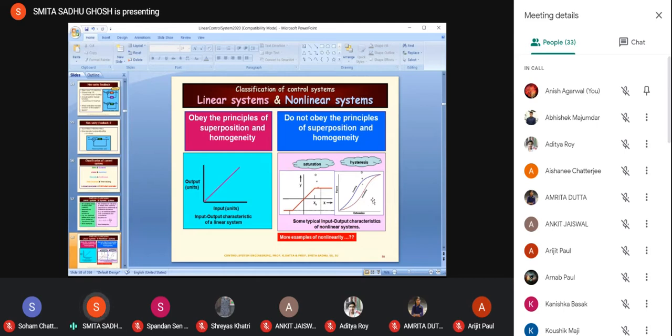So systems may be classified as either a linear system or a nonlinear system. For a system to be classified as a linear system, all its components and the overall system itself should be linear. On the other hand, in case of nonlinearity, even if one component is nonlinear, or one or more components may be nonlinear, the overall system would be considered a nonlinear system.